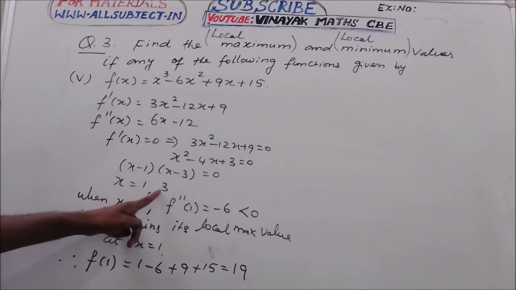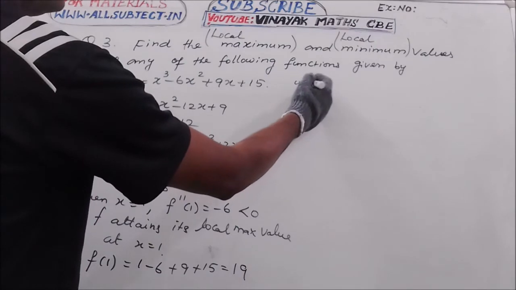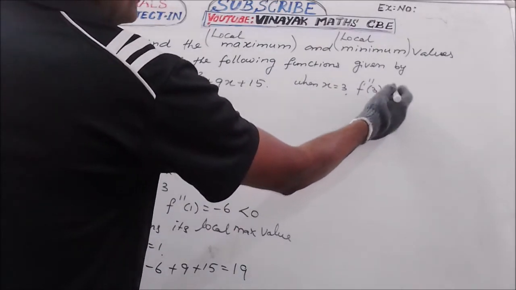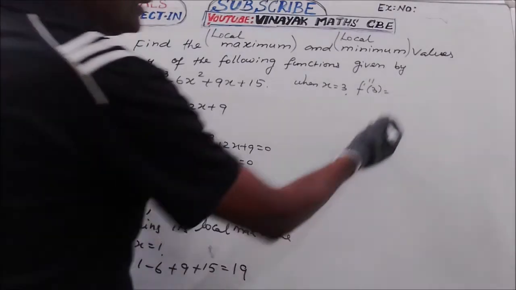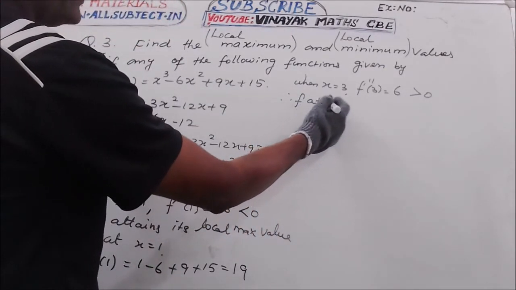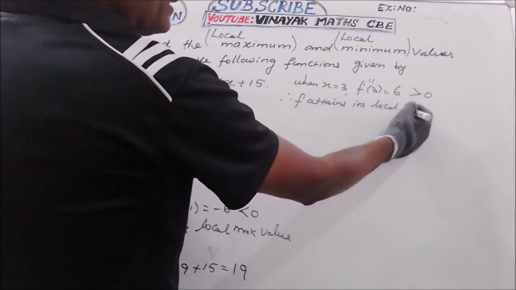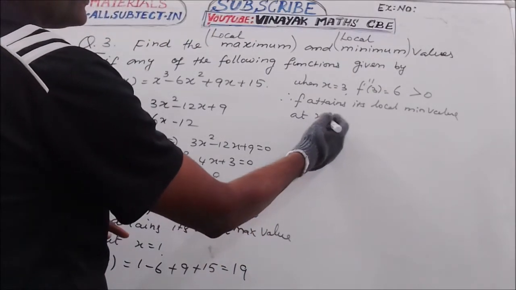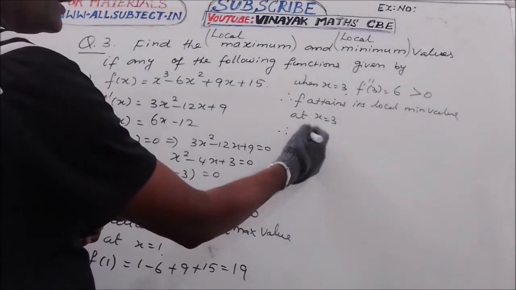Then the other value we have is x is equal to 3. Substituting x is equal to 3 in f double dash, when x is equal to 3, f double dash of 3 equals 6 into 3, 18 minus 12, which is plus 6, greater than 0. Therefore, f attains its local minimum value at x is equal to 3. Therefore, the local minimum value is f of 3.